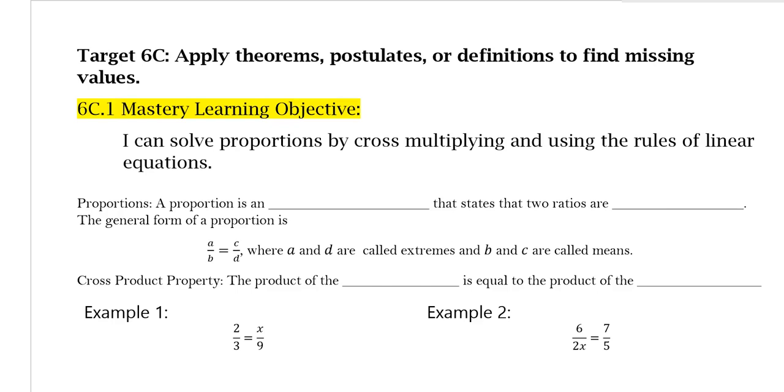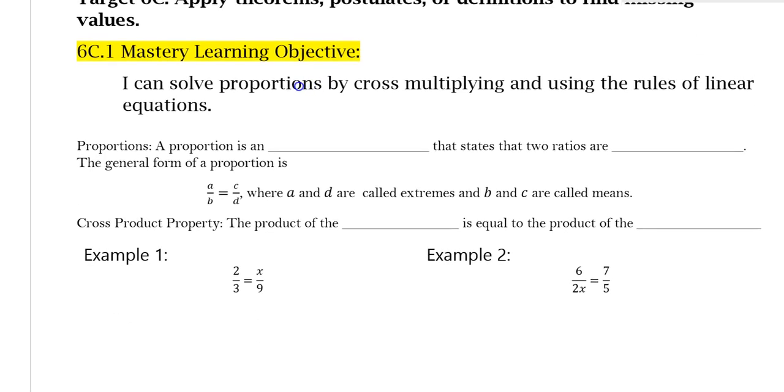We are now on to target C. Target 6C, apply theorems, postulates, or definitions to find missing values. Okay, so looking at what we're actually looking at. 6C.1, I can solve proportions by cross-multiplying and then using the rules of linear equations. So really what we're doing here is we are going to solve equations.